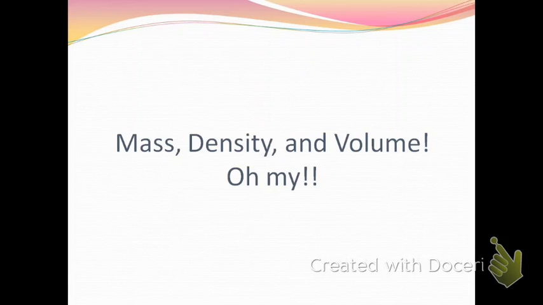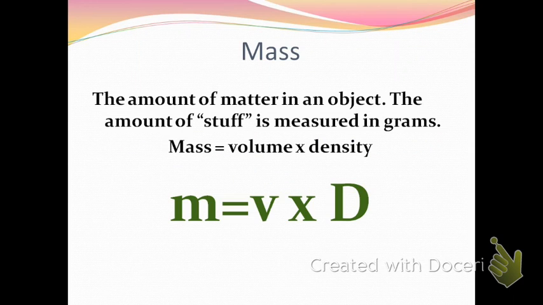Alright, let's talk a little bit about mass, density, and volume, and the relationship between all three of these. And mass, remember, mass is the amount of matter in something. It's what it's made of. It's the stuff that everything is made of. So even air, everything has mass. And mass is equal to volume times density. Okay, so remember this little equation, m equals v times d.